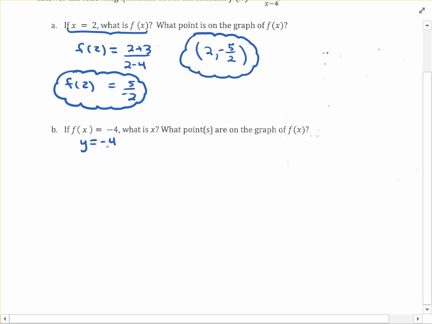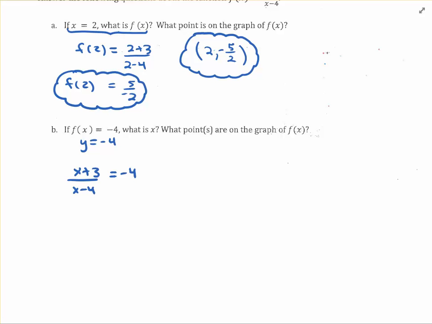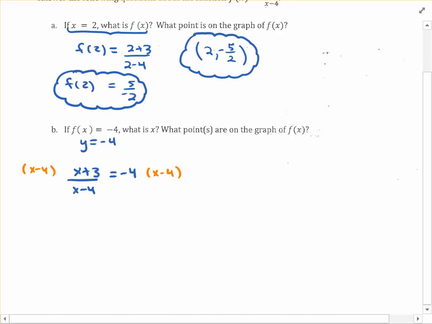So to figure out what x value or x values produce a y value of negative 4, we're going to go ahead and take the function expression, x plus 3 over x minus 4, and set it equal to negative 4, and then get down and dirty with the algebra here. So it is a rational equation. What you'll want to do is multiply both sides by x minus 4. That clears out the denominator on the left-hand side, leaving us with x plus 3 on the left. And on the right, you'd distribute the negative 4 to clear parentheses, so you'd get negative 4x plus 16.